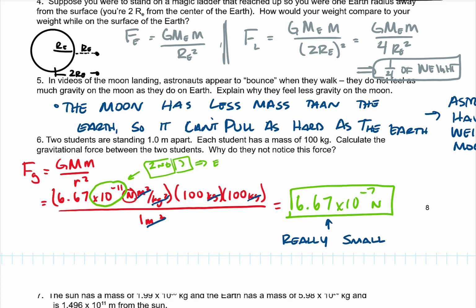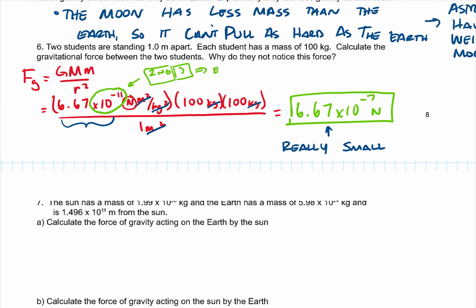Right? That's a super, super, super small force. We don't have anything that can even measure things that small. In order to get any kind of gravitational force because of this universal gravitation number, we need a whole lot of mass. So we're going to do that here.